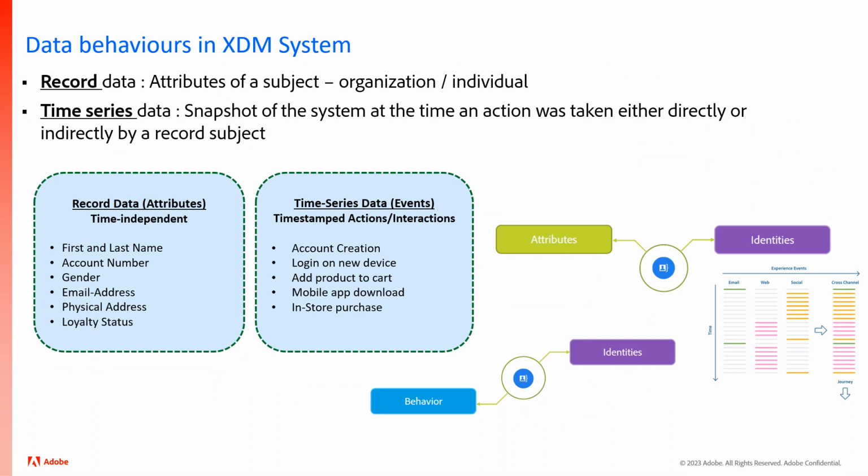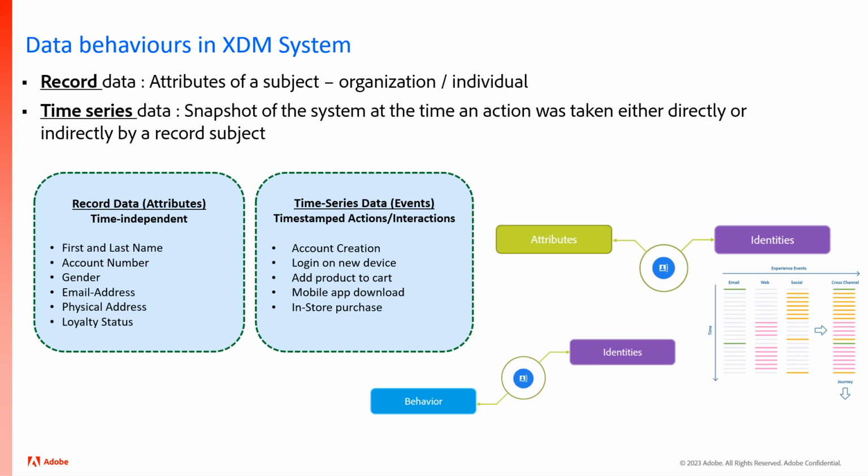Data intended for use in Experience Platform is grouped into two behavior types. The data behavior of a schema is defined by the schema's class, which is assigned to the schema when it is first created. All XDM schemas describe data that can be categorized as record or time series.